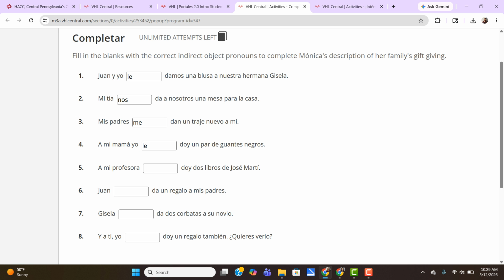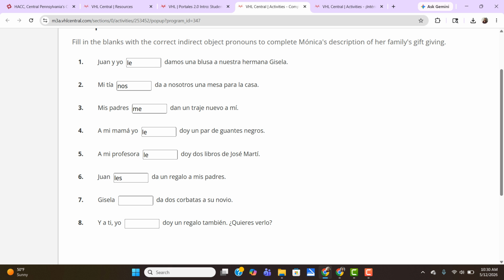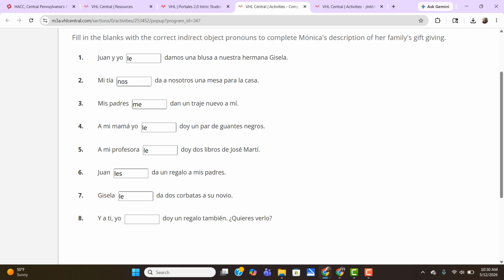Okay. A mi profesora. So to my professor, I give 2 libros. I don't know what language I'm speaking. 2 books of Jose Marti. So I'm the giver. I give 2 books. To whom? To my professor. Le. My professor is like saying to him or to her. Juan gives a gift to my parents. Les da un regalo a mis padres. Gisela da 2 corbatas a su novio. Le da 2 corbatas a su novio.